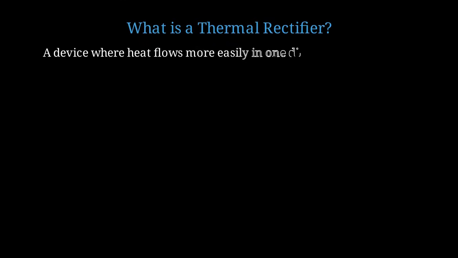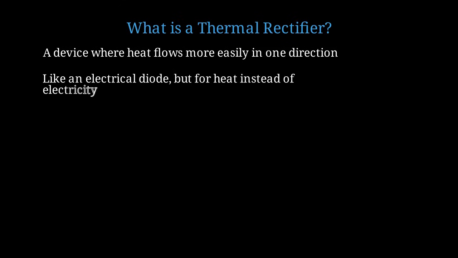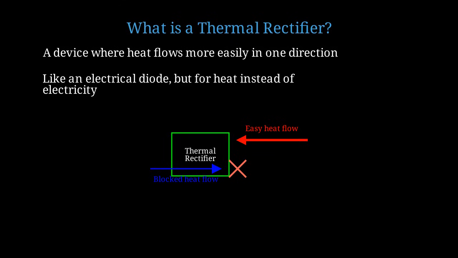A thermal rectifier is a device where heat flows much more easily in one direction than in the opposite direction. It's essentially a thermal diode. Think of it like an electrical diode, but instead of controlling electron flow, we're controlling phonon flow and heat transport. Here's a visual representation. Heat flows easily from right to left, but when we try to flow heat from left to right, it's blocked or significantly reduced. This is the essence of thermal rectification.